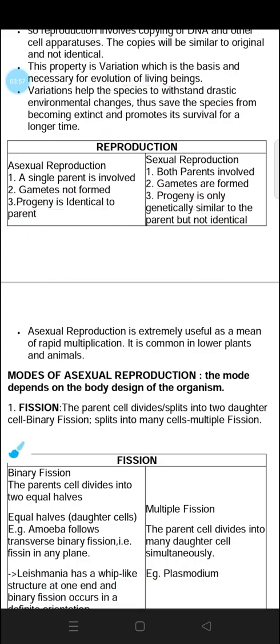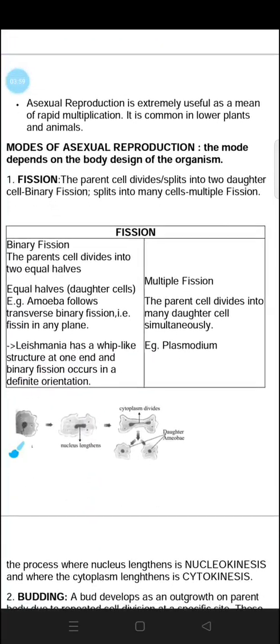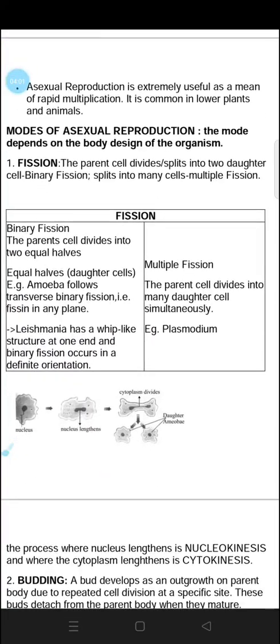Now, asexual reproduction is extremely useful as a means of rapid multiplication. If rapid multiplication is required in some organisms, it is extremely useful as a means of rapid multiplication. It is common in lower plants and animals. It is carried out in case of lower plants, animals and living organisms.